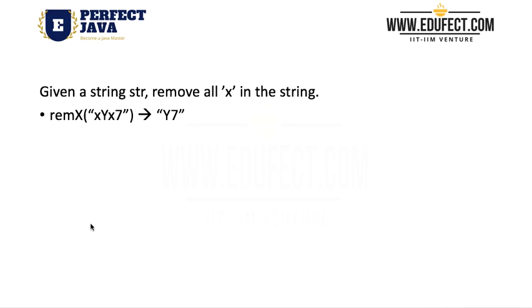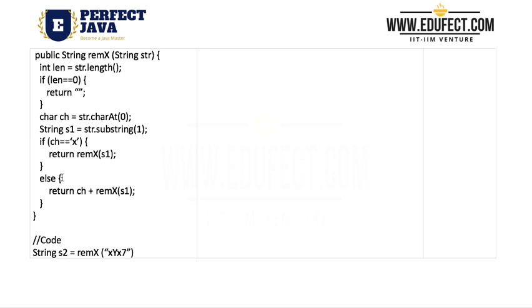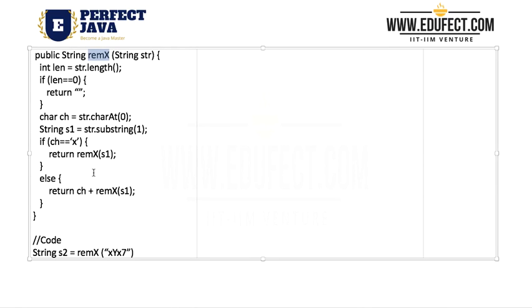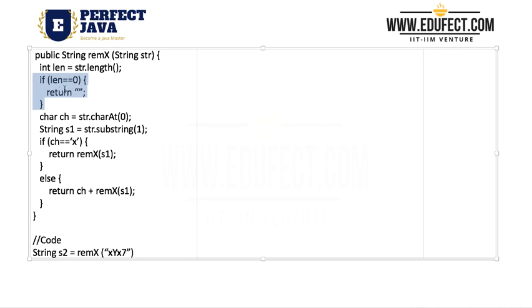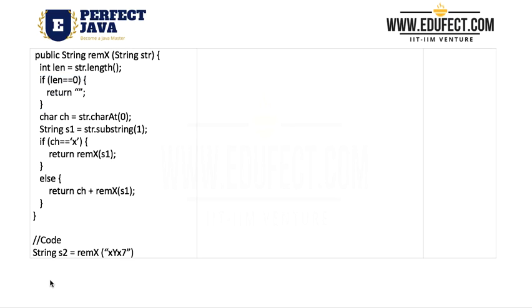So let us see how we will solve this problem recursively. Here we have defined the function remx, and let's check the two rules for recursion. First, it should be calling the same function. So is it calling remx? Yes, we can see it's calling remx. The second is there should be a condition where it is not calling itself. Is it there? Yes. If len is equal to 0, it is returning an empty string. So it is not calling the function. So both the conditions are satisfied.